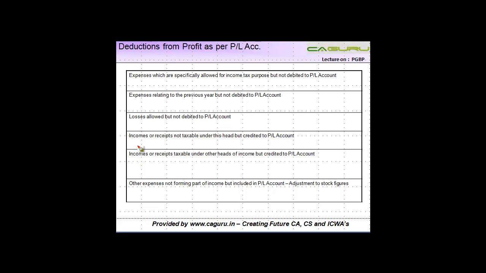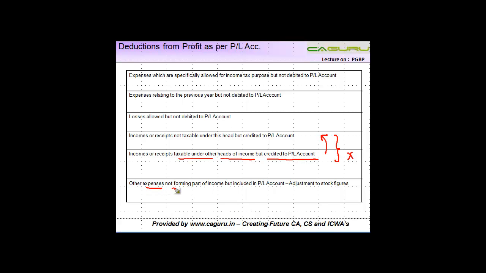Next, income or receipts taxable under other heads of income but credited to the profit and loss account. This is actually one and the same thing as the previous one, right? There's no difference between the two of them. So for your notes, you can ignore this one.